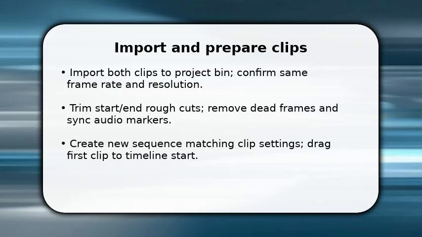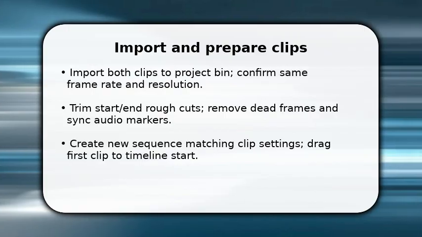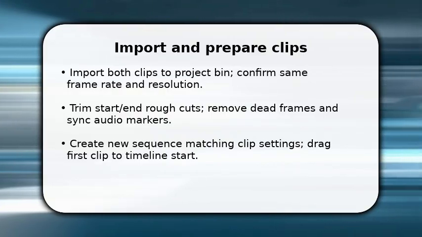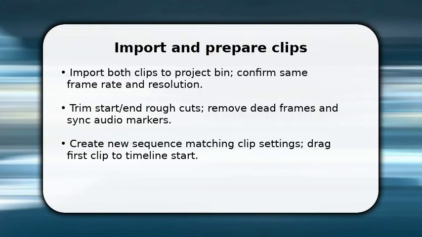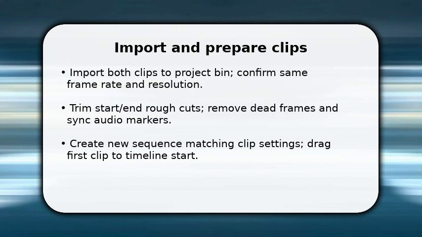You start by bringing both clips into your project bin and checking that frame rate and resolution match. Mismatches cause jumps. Once imported, scrub and trim each clip's heads and tails so you only keep usable footage. Create a new sequence that matches those clip settings, then place the first clip at the timeline start. Make sure audio is routed correctly and that you enable snapping to align cut points precisely. This first setup saves time later when you join the second clip.